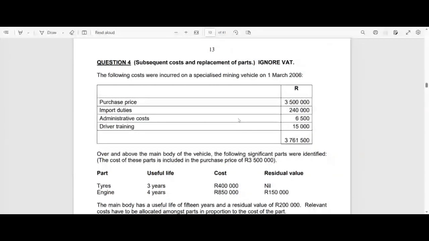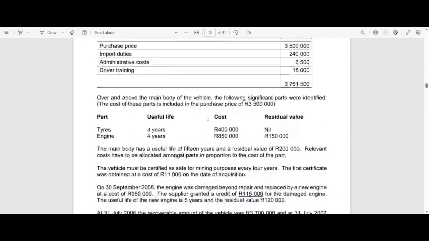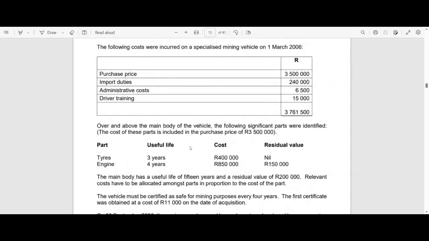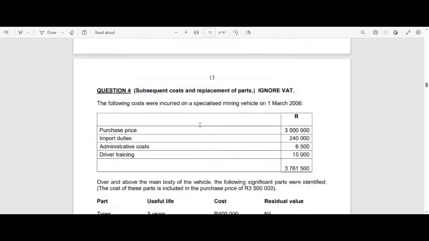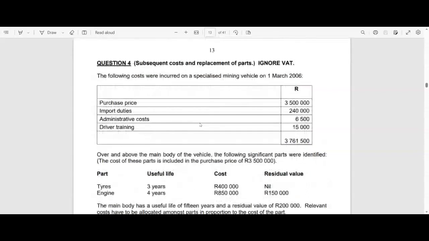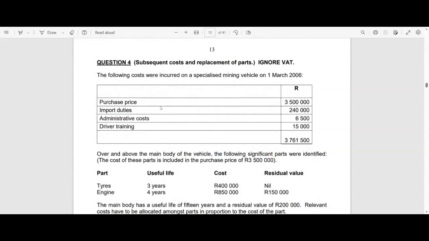So in this case, ladies and gentlemen, in the case of question four, you do have the solution as well, so I'm not going to post it separately. We had a purchase price, we had import duties, we had administrative costs, and we had driver training. So what they are saying in this particular question is that we have certain significant parts. Maybe we can just go through it again, slowly and surely, right? They say the following costs were incurred on a specialized mining vehicle on the 1st of March 2006, right?